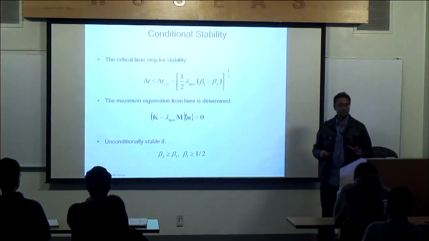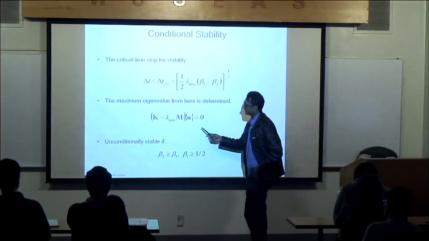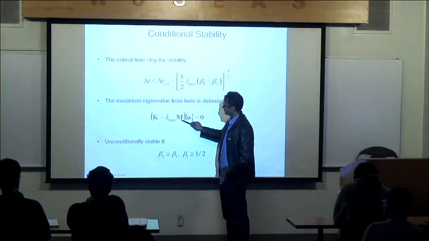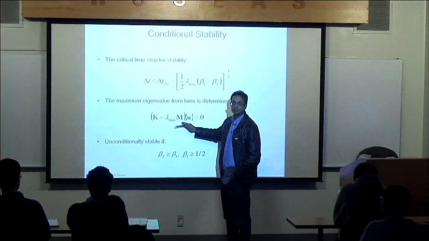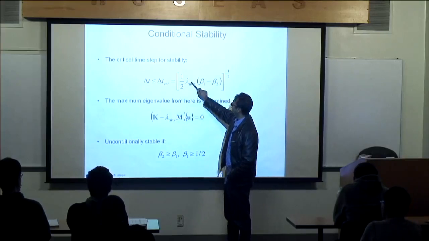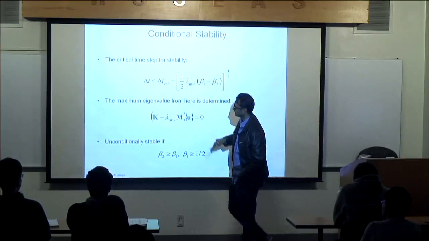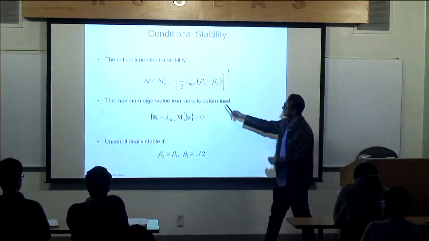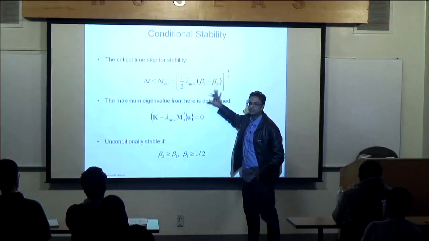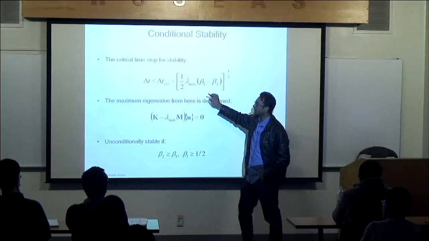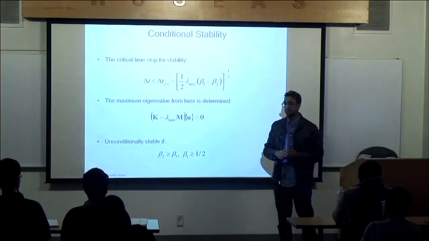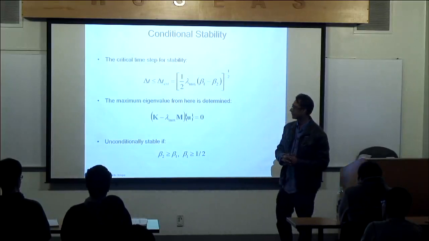So the critical time step for stability can be found as follows. For this Newmark's beta method, if I have the stiffness matrix and a mass matrix, and I calculate the eigenvalues of this equation here, the maximum eigenvalue drives the critical time step for stability. Okay? So if I have the values of beta 1 and beta 2, my time step cannot be larger than whatever I get here, because if it's larger, then I will have an issue with stability, and things will go unbounded. The solutions will become unbounded.